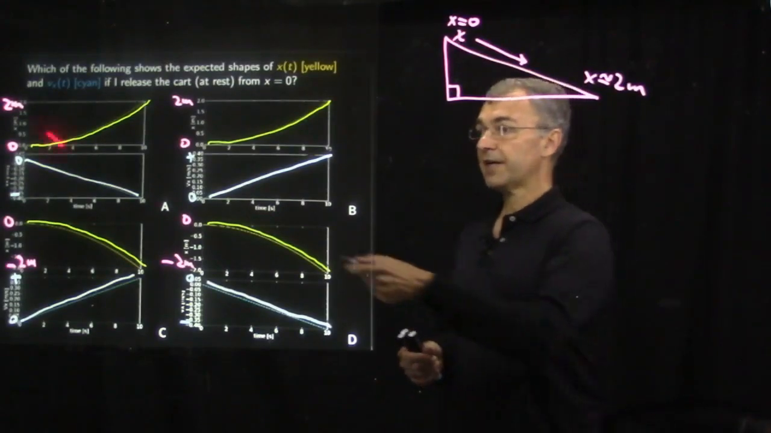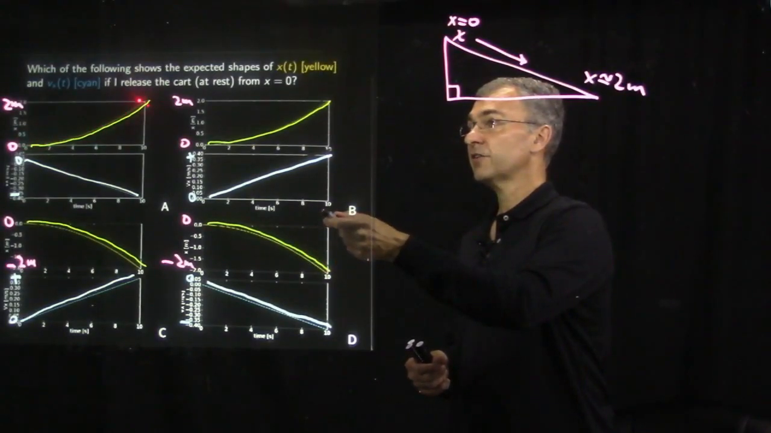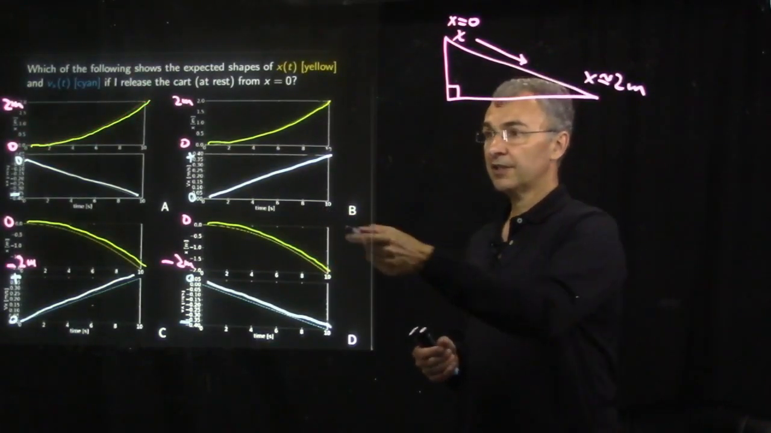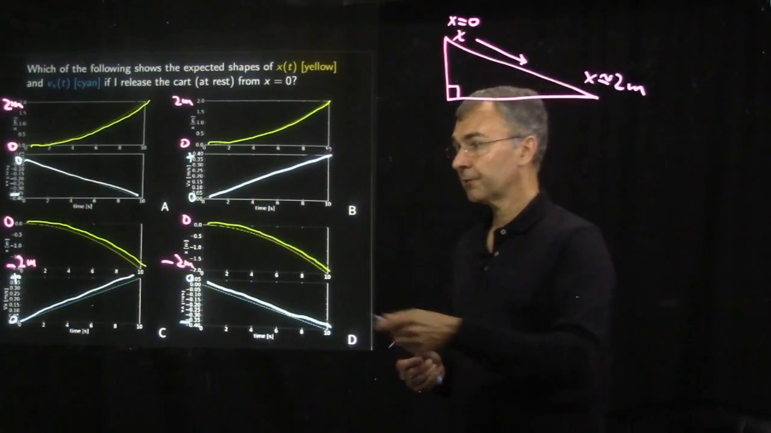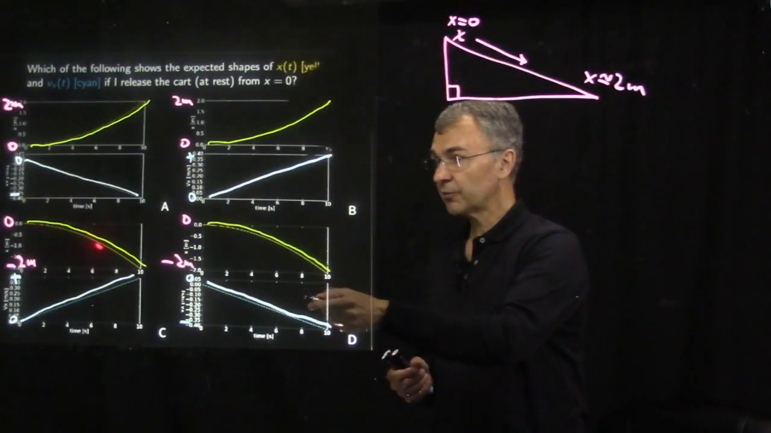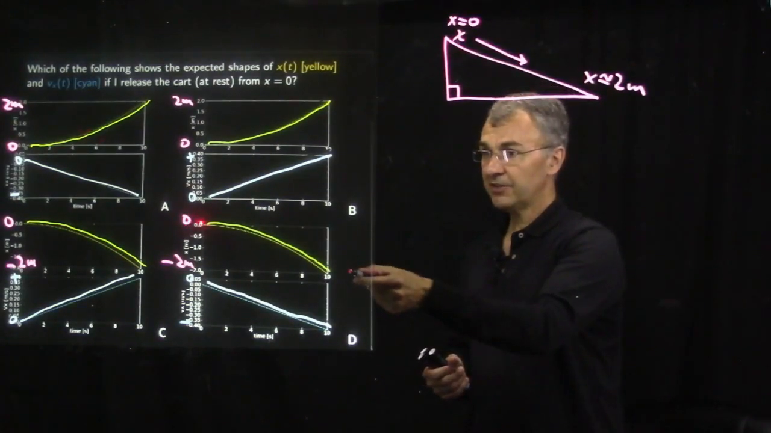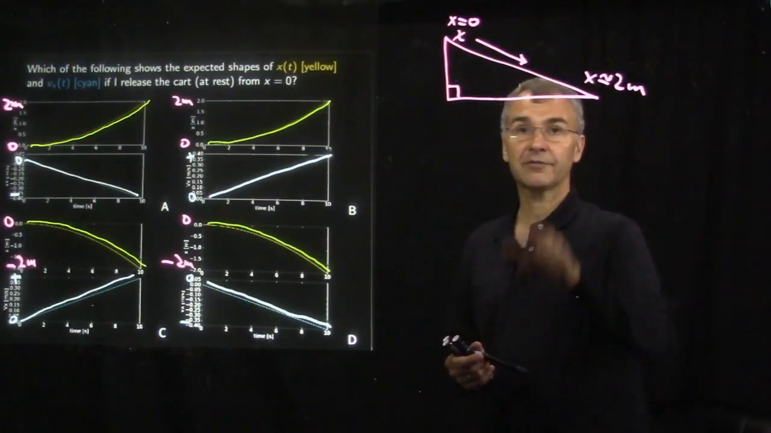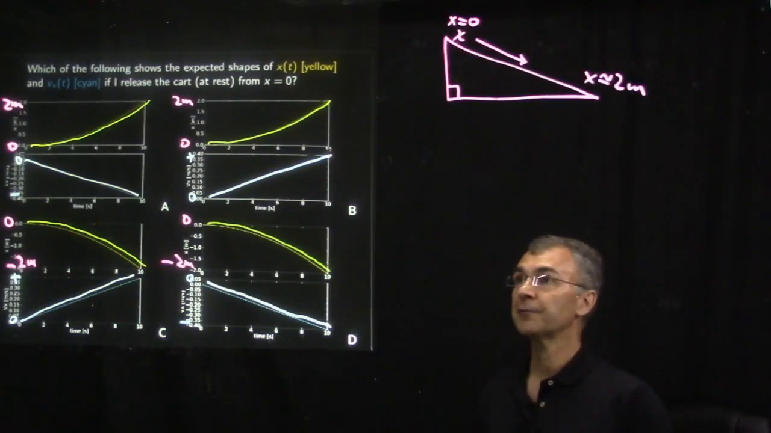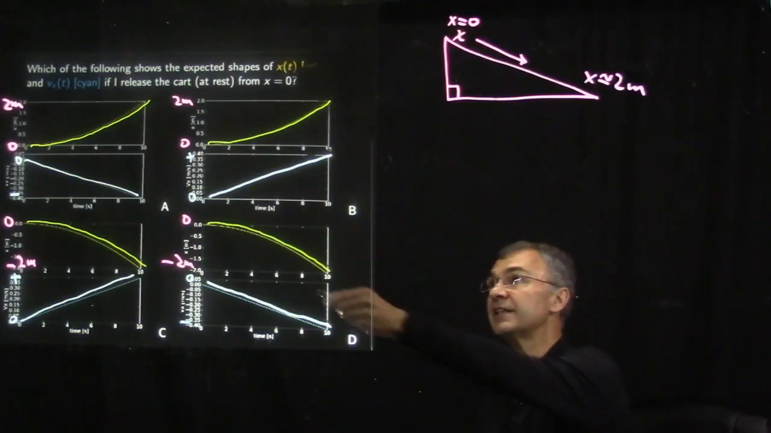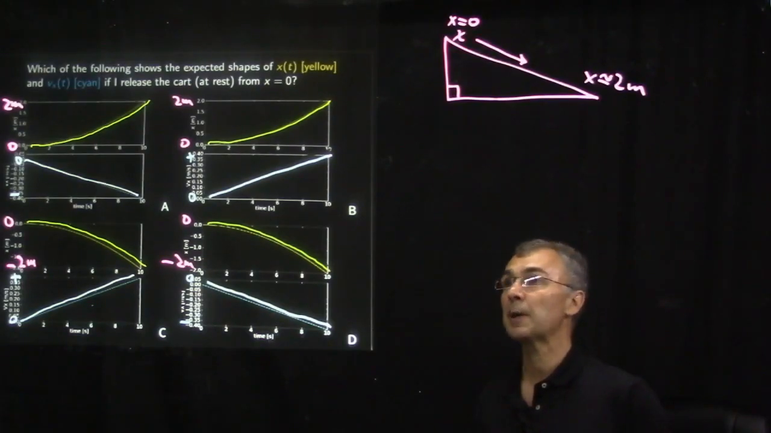So in graph A, x does start at 0 and x does end at 2 meters, so far so good. In B, x does start at 0 and x does end near 2 meters, so far so good. In C, x starts at 0 but it ends at negative 2 meters, so that seems to contradict our coordinate system. And in D, x starts at 0 and it ends around negative 2 meters. So I think C and D both contradict our coordinate system, so I think we can rule those out. So now it's between A and B. And I think the x versus t curves look the same in A and B. It's just the velocity curves that are different.